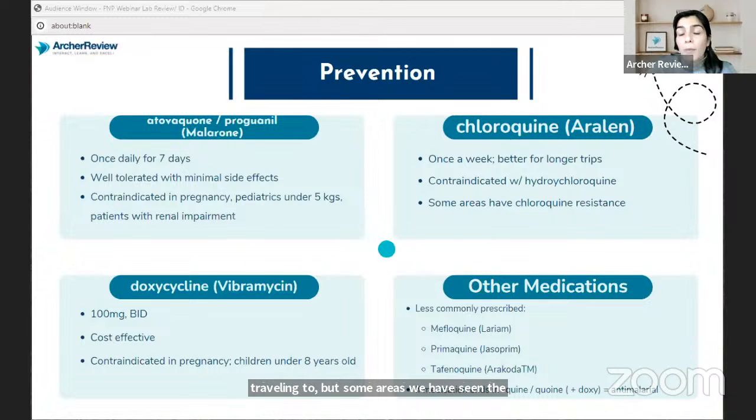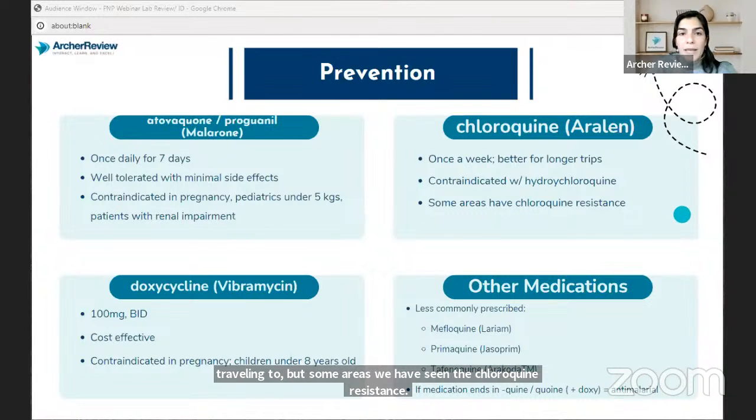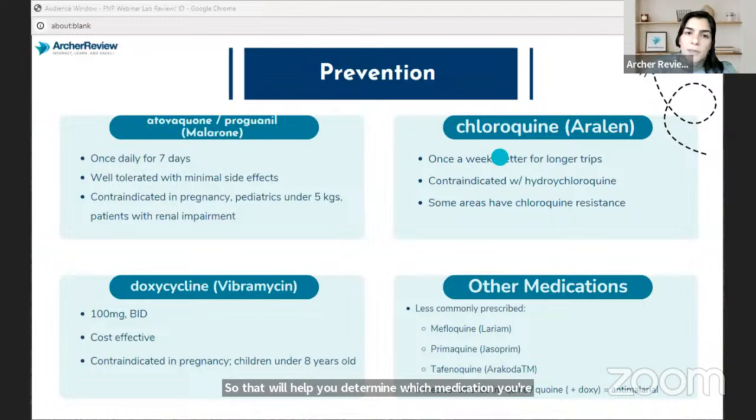So that will help you determine which medication you're giving this patient, and the rate and frequency of taking the medication will also help you determine that too. But prevention is key. So you want to make sure, in addition to prescribing medication, you're educating the patient about making sure they're wearing proper clothing to protect their skin against the mosquito bites. They're taking with them DEET, insect repellent. That's going to be really helpful.